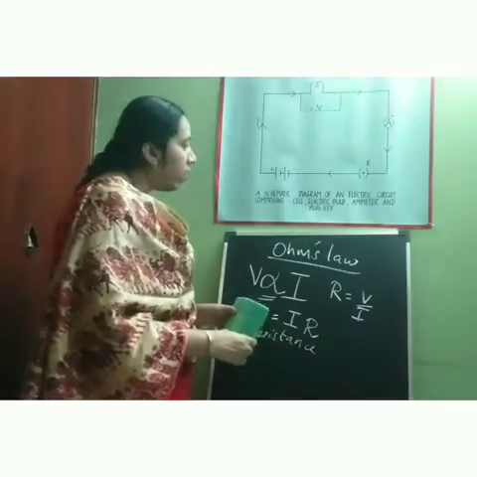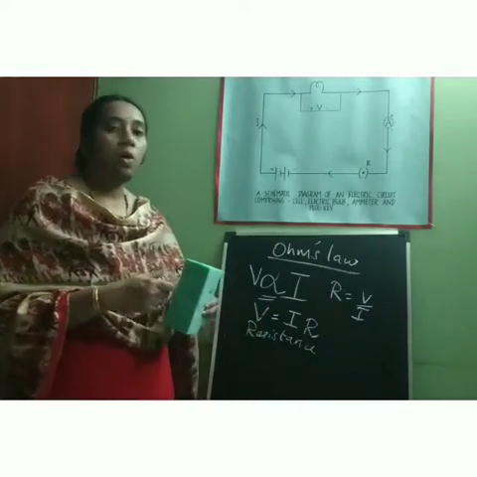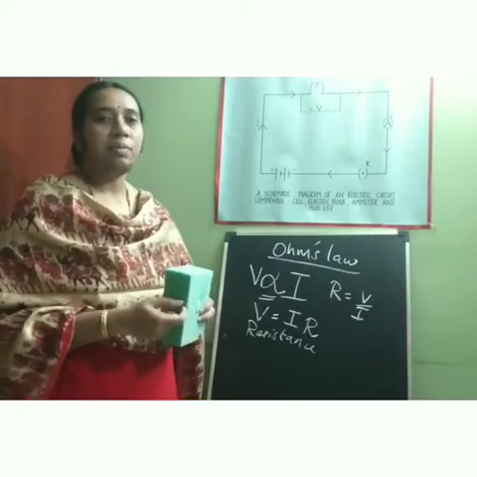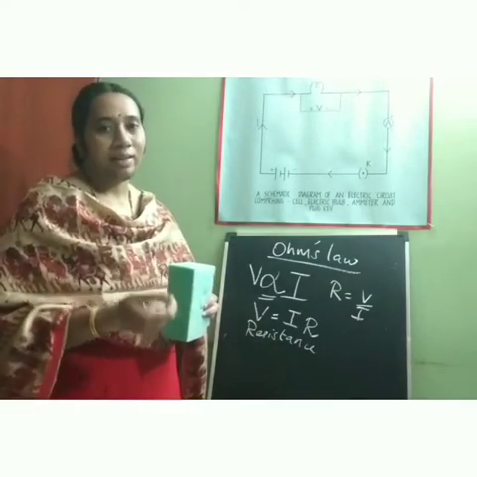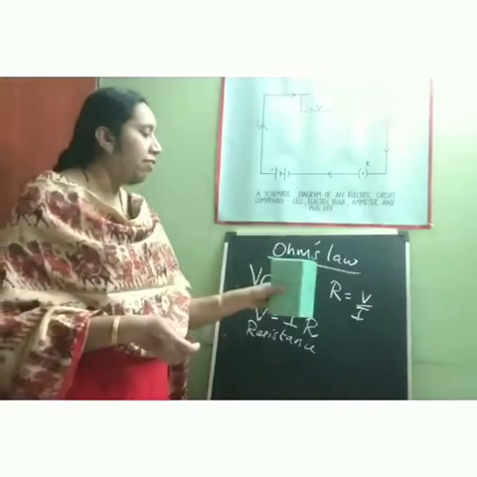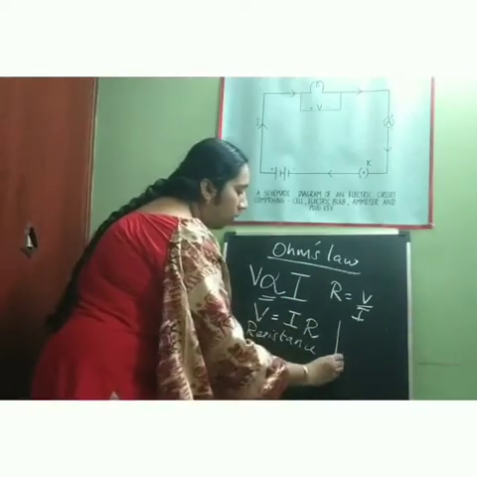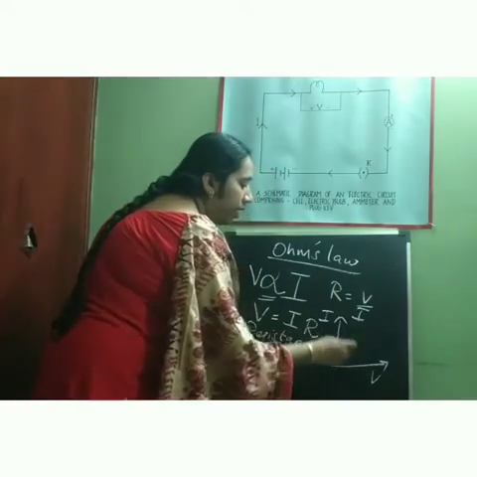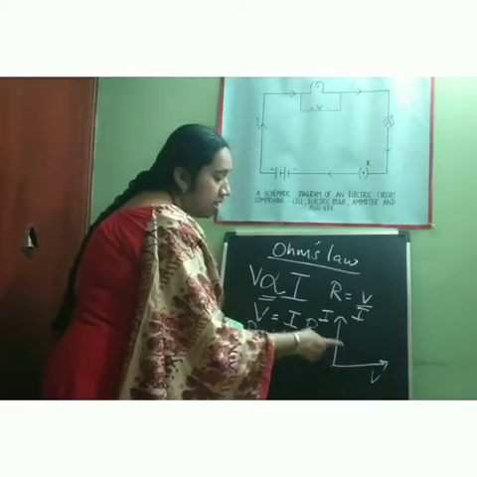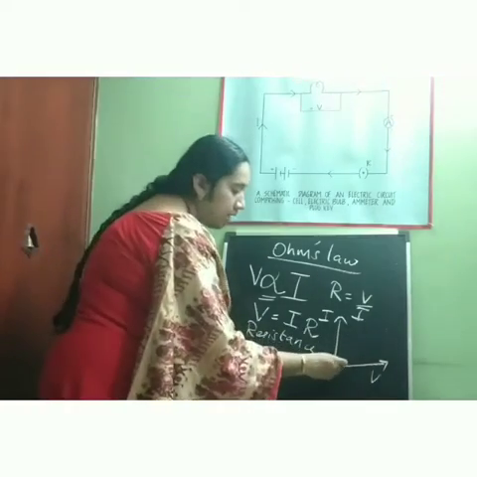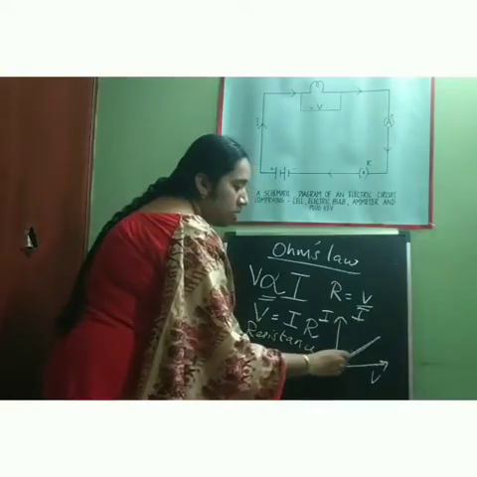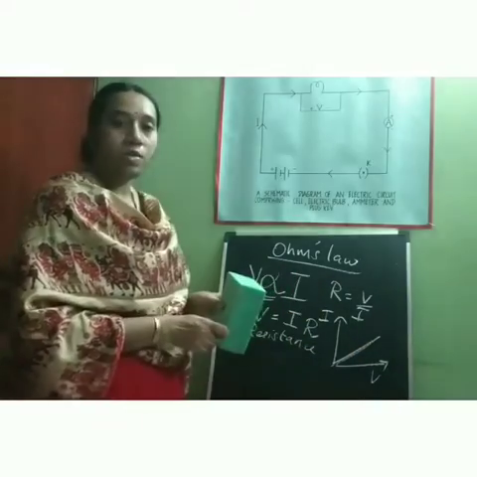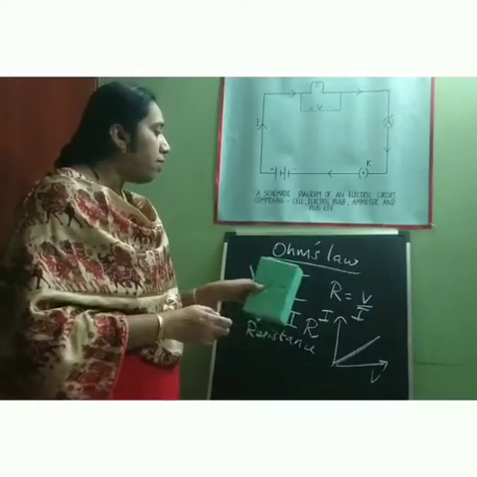I hope today we have learnt how to design a simple electric circuit, what are the components we need. We learned some new technical terms: what is electric current, what is potential difference, and finally Ohm's law. If you want to draw a graph between voltage and current, voltage should be represented on the x-axis and current on the y-axis, and you will get a linear graph. This clearly explains that when voltage increases, your current also increases. Hope you have understood clearly.